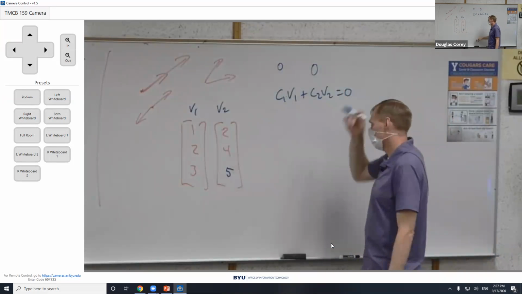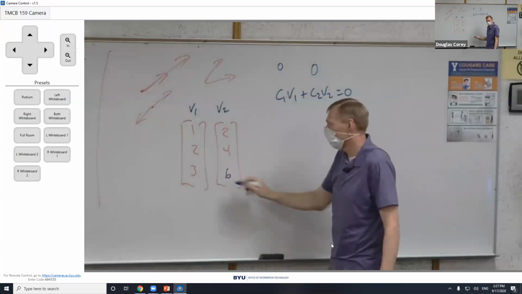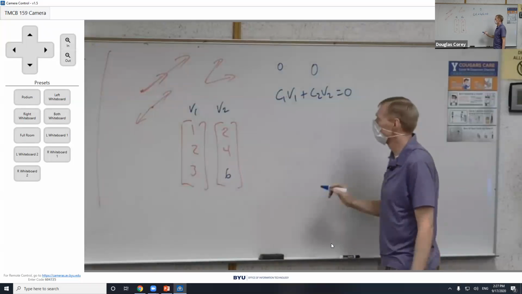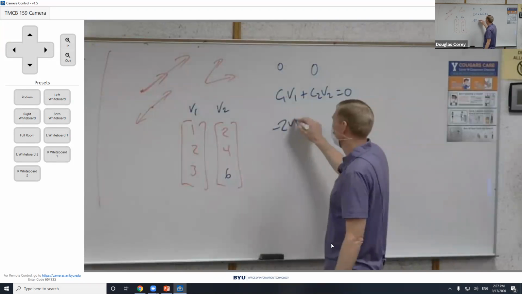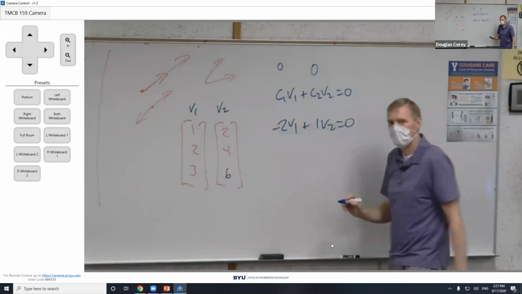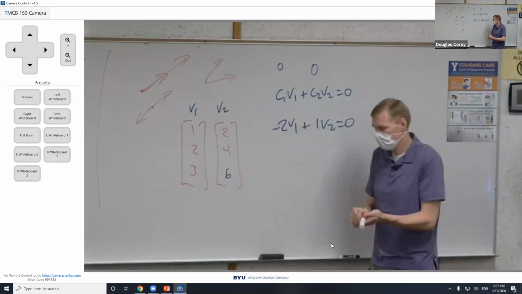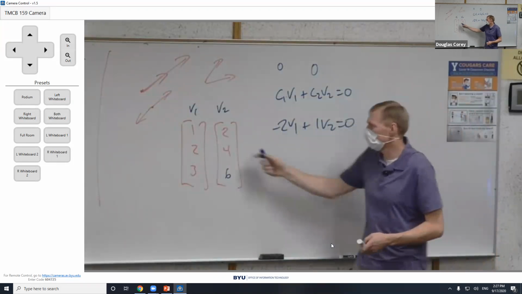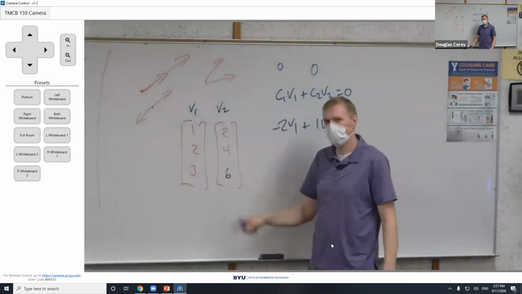But if that's 6, then I could make this a minus 2 V1 plus 1 V2. And now it's 0. And this minus 2 is related to the 2 that we would get when we multiplied that out.